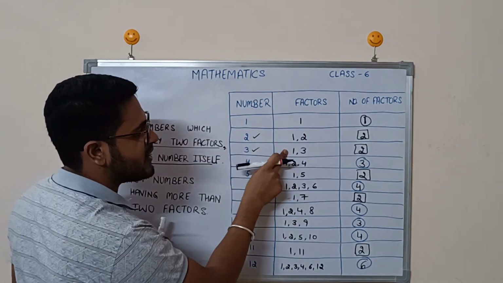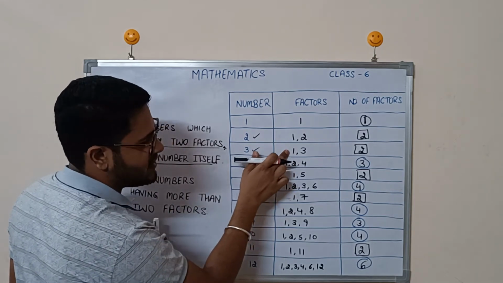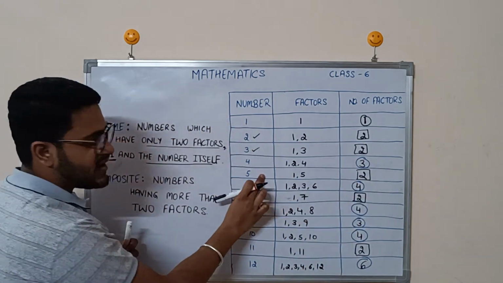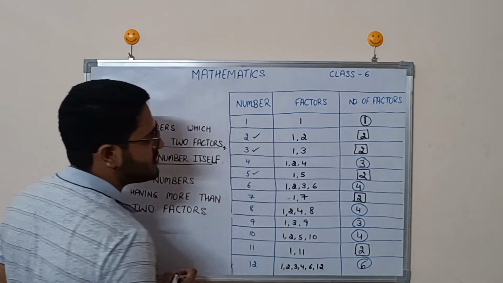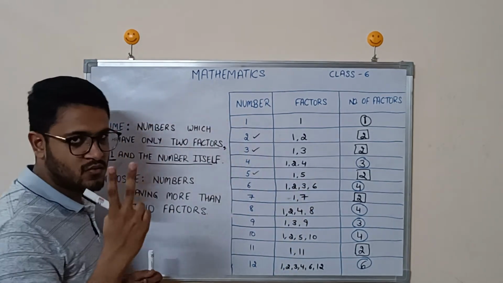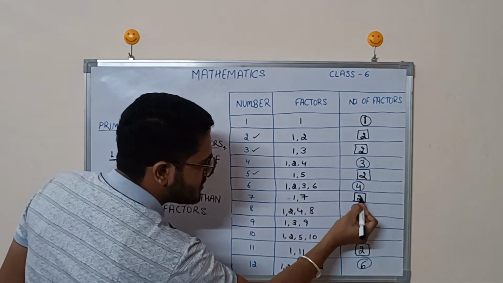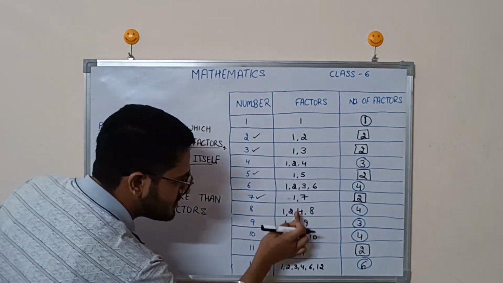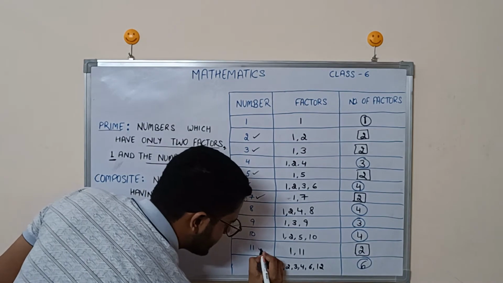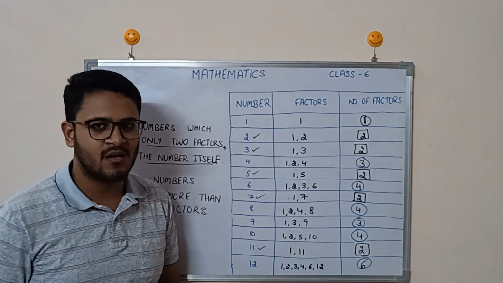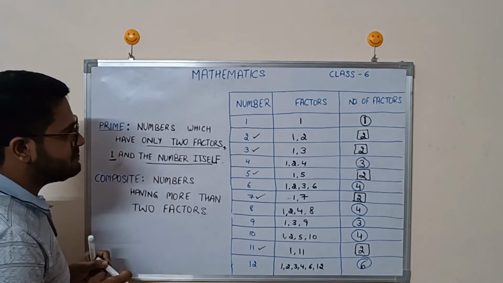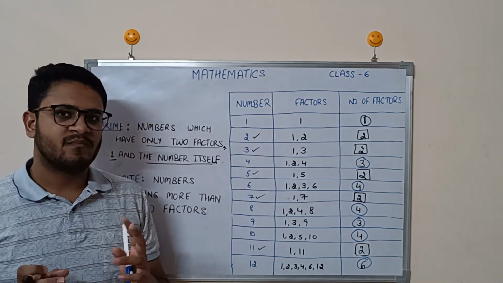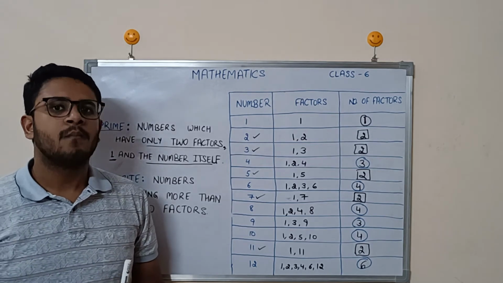One of them is 1 and the other one is the number itself. Similarly 3 has only two factors. One of them is 1 and the other is the number itself. Let's try another one, which is 5. 5 is also a prime number because it has only two factors. Then we have 7, which has two factors. Then 11, and so on. We can have any number of prime numbers. So this is how we understand the numbers that have only two factors. Those are called prime numbers.